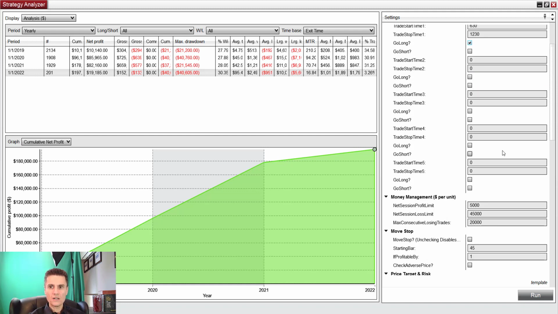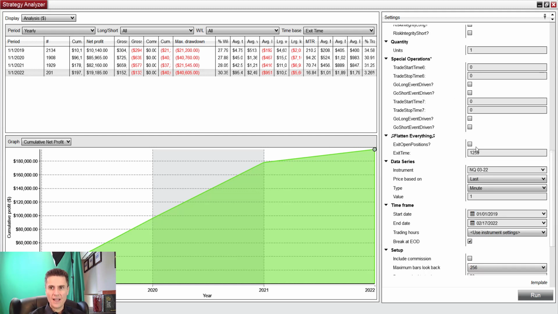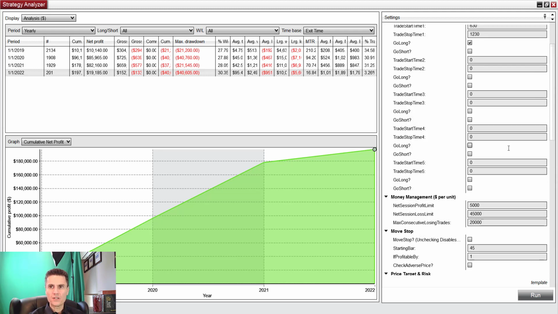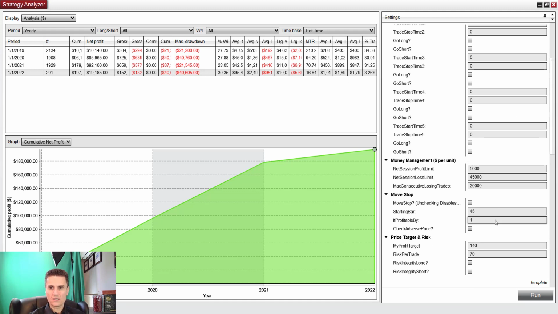So let's go long. We're going to ignore money management, ignore move stop, but we do want to target. So let's do 1 to 2 first, 140, 70. I want to exit at 12:59 latest. I want to flatten everything if I'm not out yet. 3 years and 1 month. Let's review the parameters again. Always in is unchecked. 6:30, 12:30, we're going long.